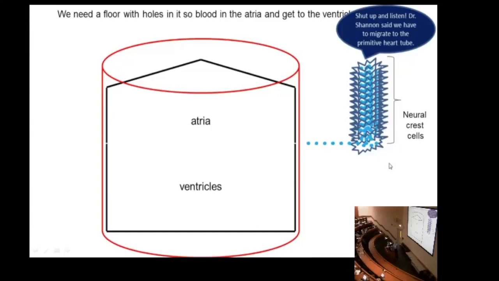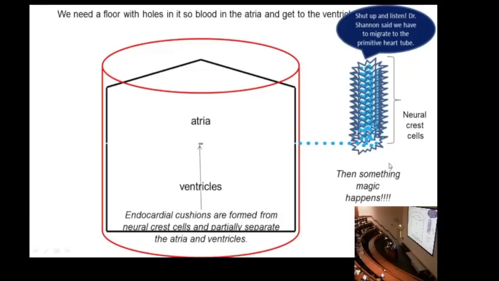They go right to that area, and they migrate into this center area. And then something magic happens. These cushions grow toward each other, they fuse here, and you have an atrioventricular canal on this side and an atrioventricular canal on this side. It's all this migration of neural crest that goes down to this area and migrates in, and these cells know what to do at this point. And almost always it goes just right.